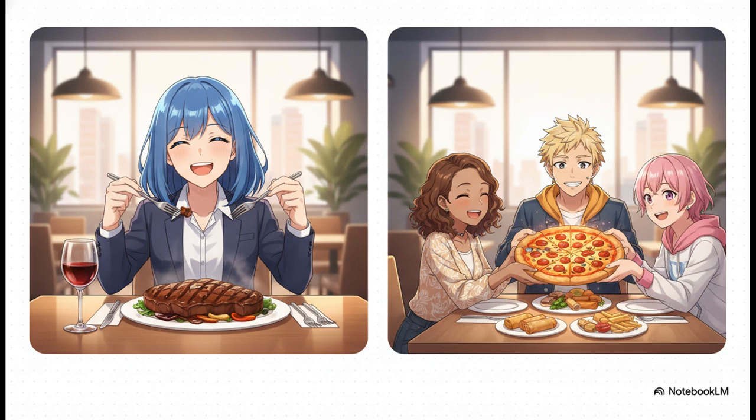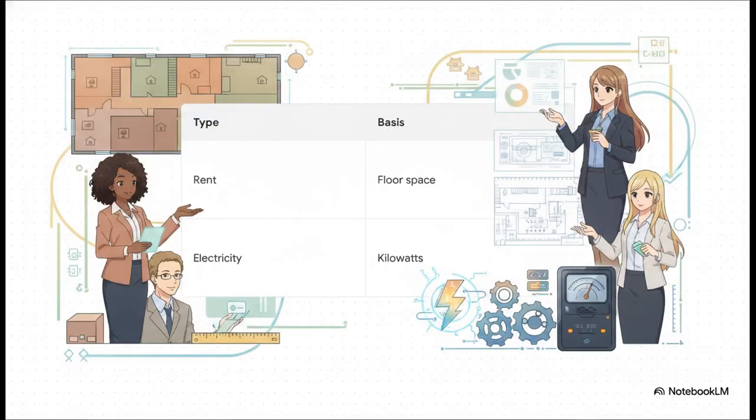Now, to share those appetizers fairly, you need a logical, physical basis. If the shared expense is something like rent or building insurance, we logically apportion it based on the floor space occupied by each department. If the expense is electricity, we divide it up based on kilowatt hours used. It's just a really systematic way to ensure everyone takes their fair share of the bill.